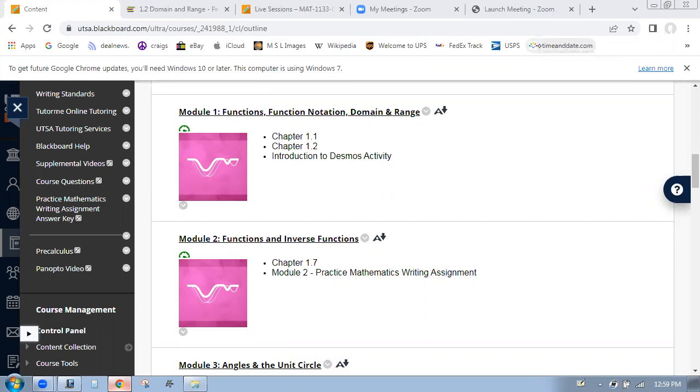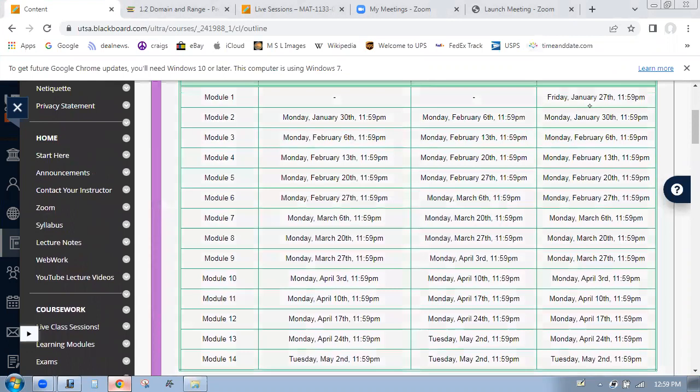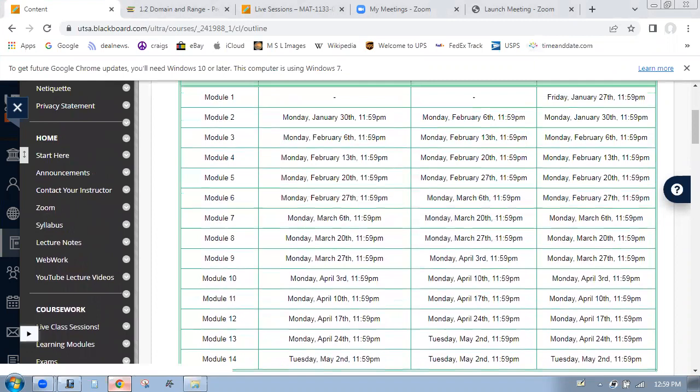Let's see. Reminders over here on the left side of Blackboard. If you haven't set up your Canvas, Desmos account, you have to go to Start Here. That's where it's going to have the course code for your Desmos, okay?